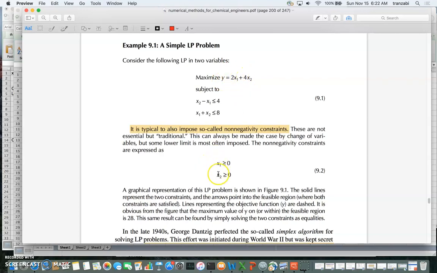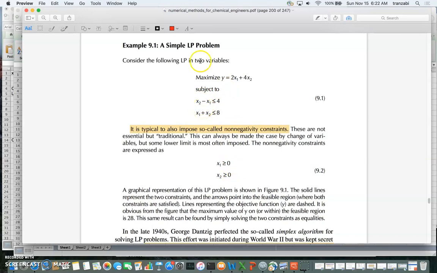So for x1 and x2, we need to have them to be positive, which means this is called non-negative constraints or non-negativity constraints. Okay, so these are all inferred. The non-negativity constraints are all inferred, but these should be given for any problem.